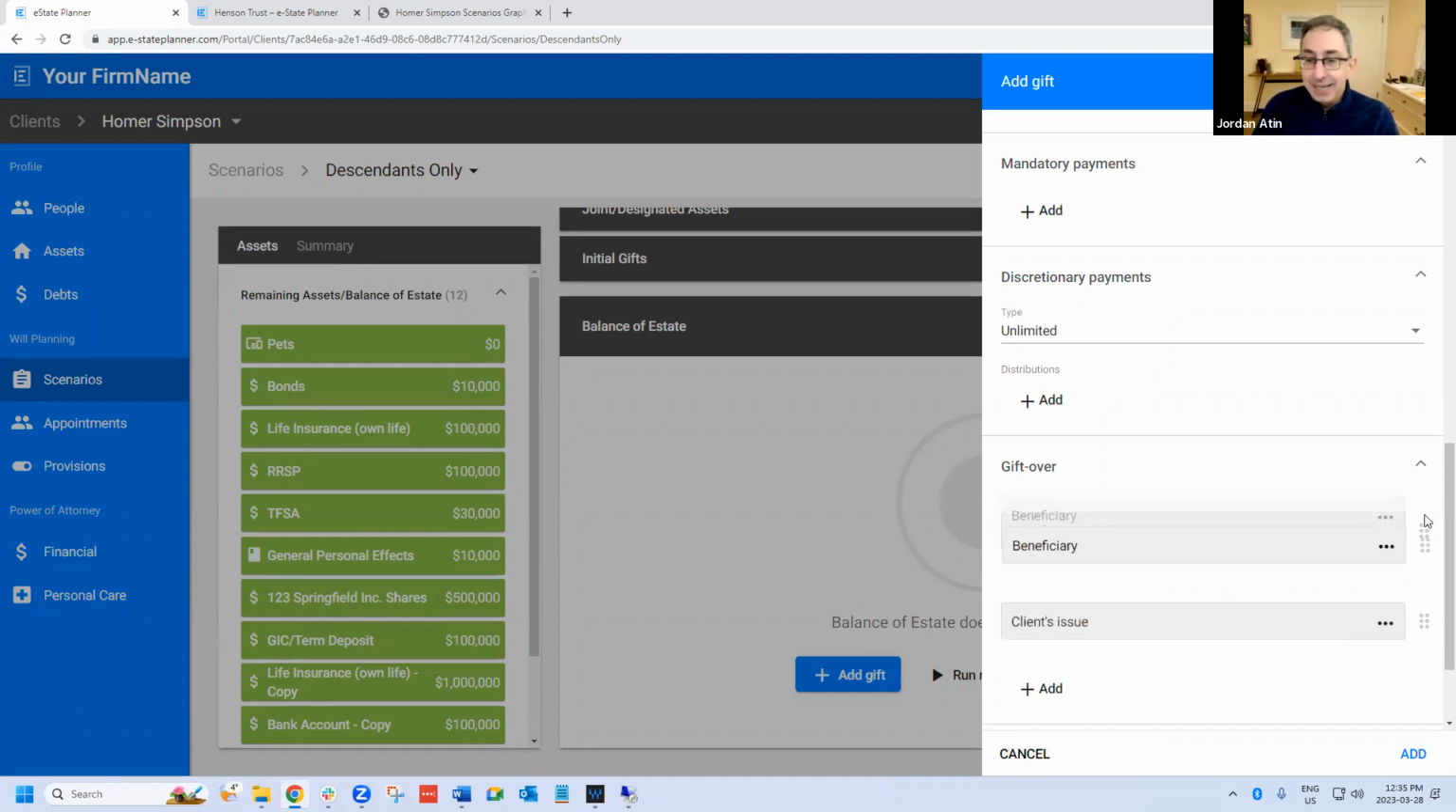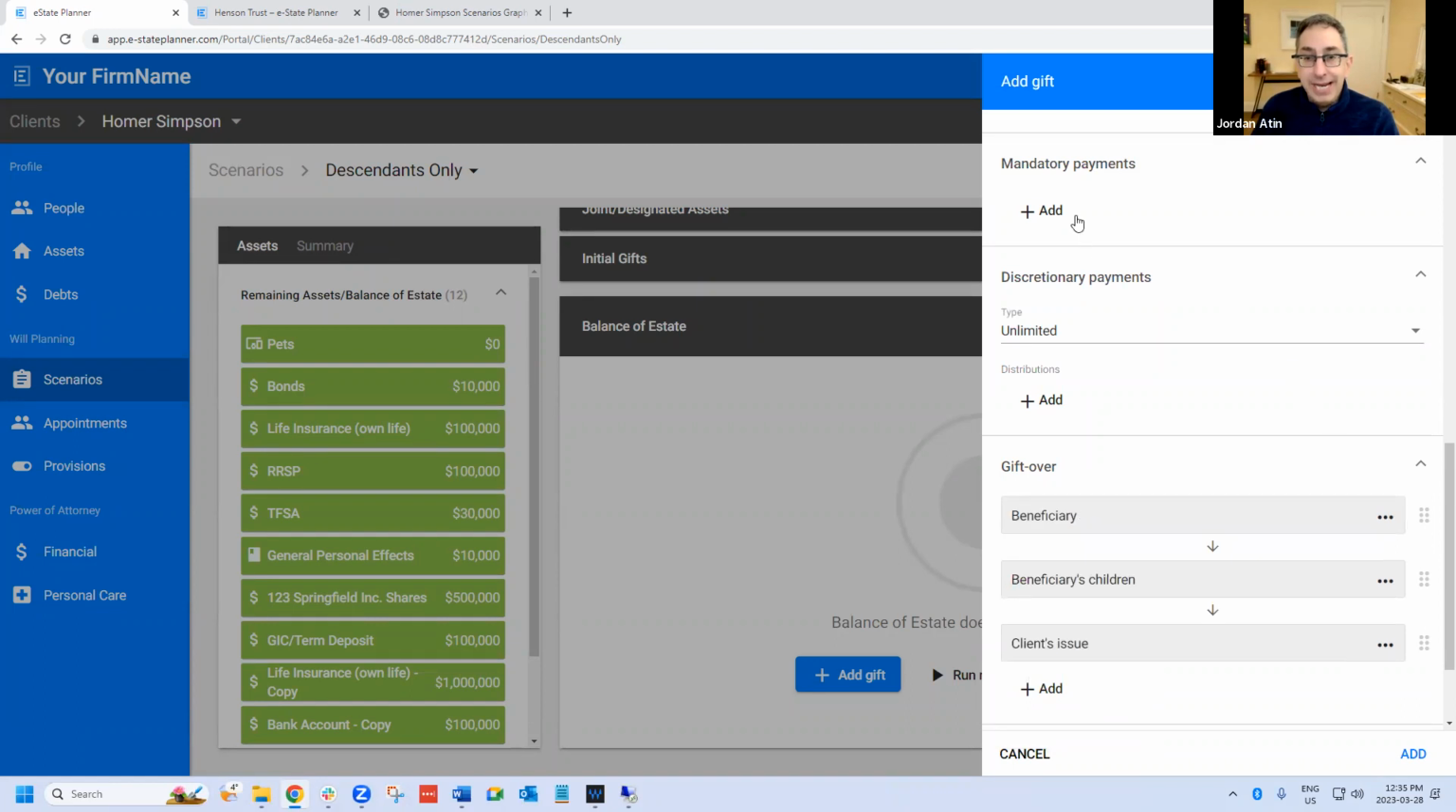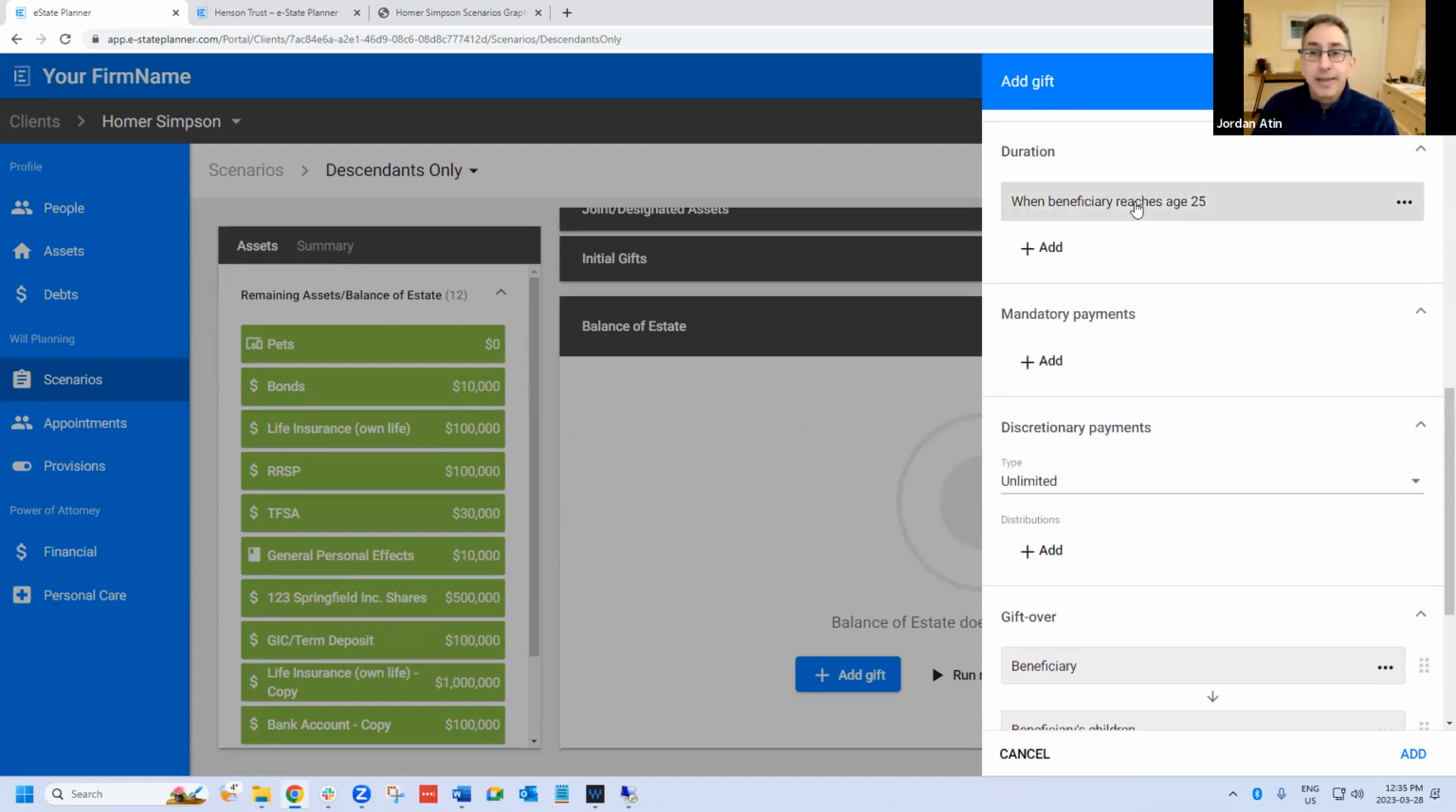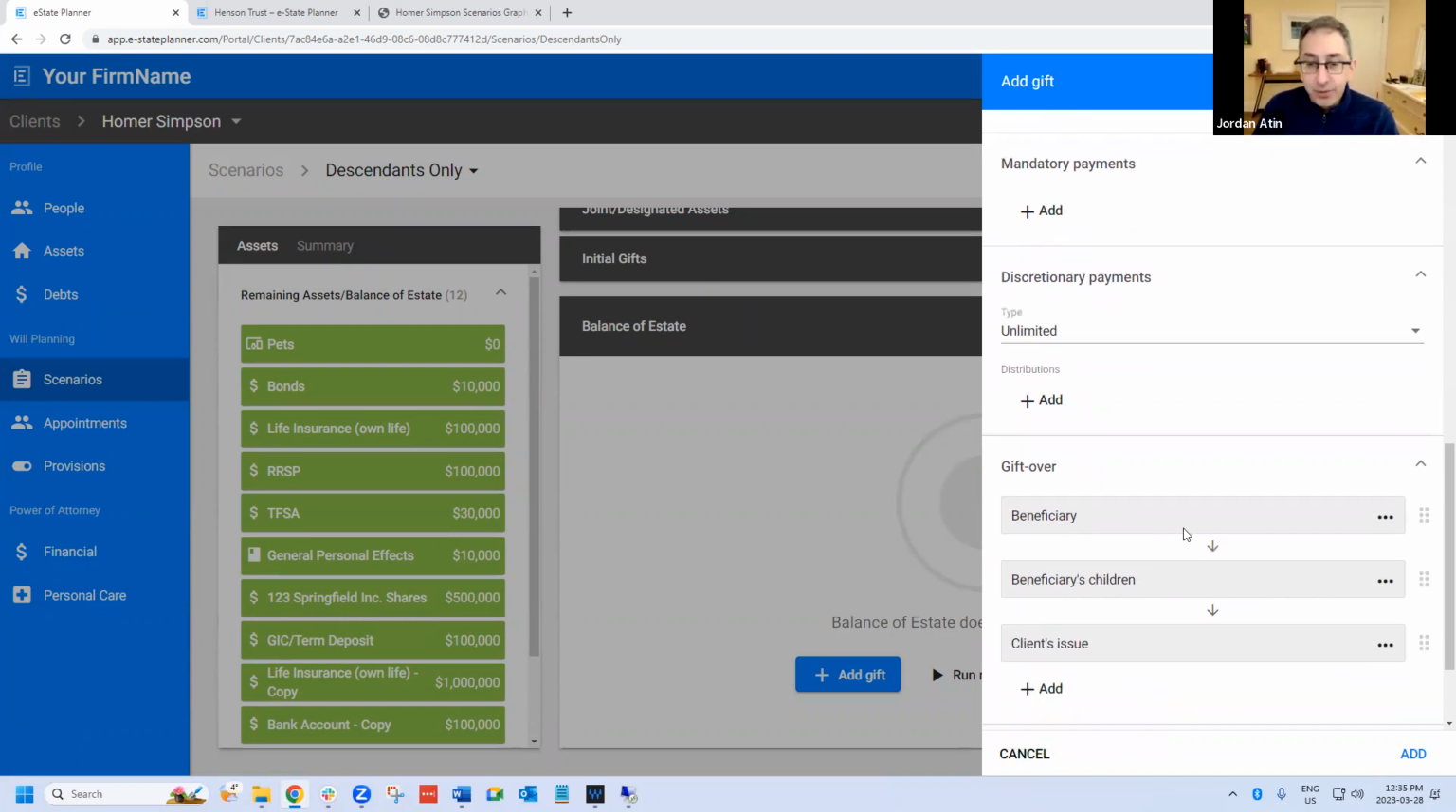Beneficiary is basically implied when there's an age condition. We assume that if he survives to age 25, he's the beneficiary of that money. So you don't have to include that, but you can include it. So here it would say at the end of the trust, it goes to the beneficiary, Bart. If Bart's not alive, then to Bart's children equally per capita. And then if Bart has no children, to the client's issue. And you can keep adding. So that's the idea. Those are the different options for people.